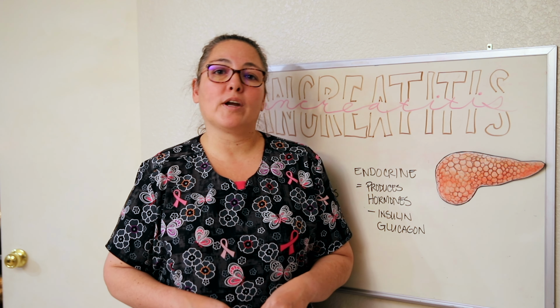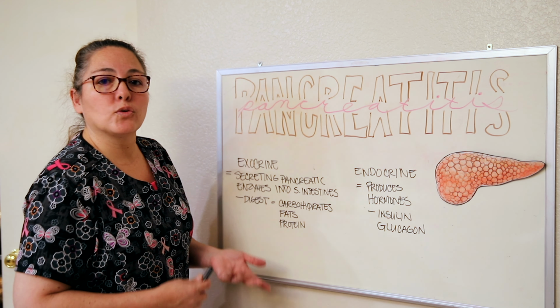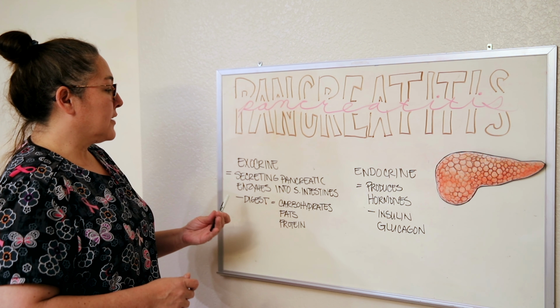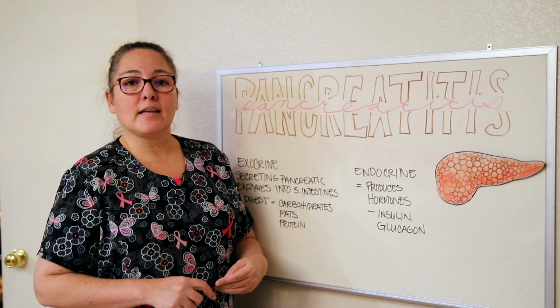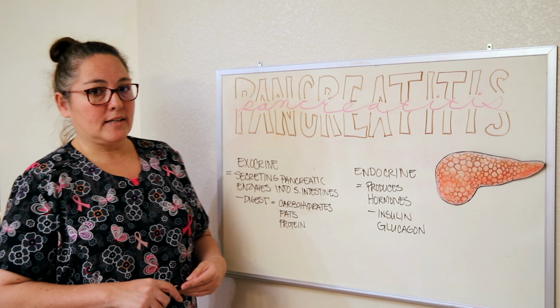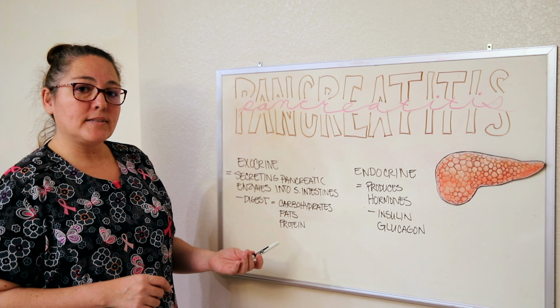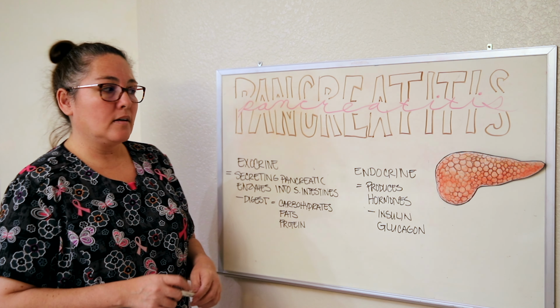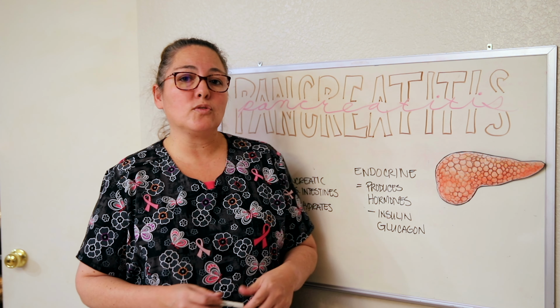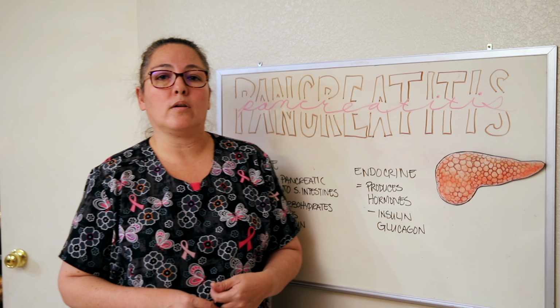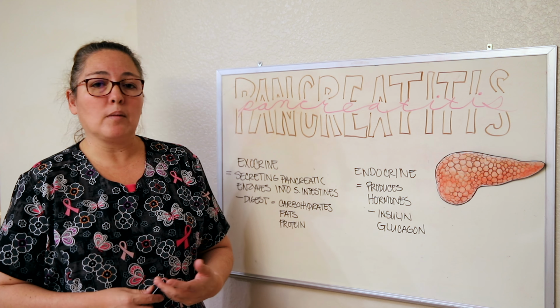The pancreas is an organ that is both an exocrine and an endocrine gland. Exocrine is for the secreting of the pancreatic enzymes into the small intestine. What does it function? It helps with the digestion of carbohydrates, proteins, and fats. Its endocrine function is to produce hormones like insulin and glucagon, which help with regulating the sugar in the blood.